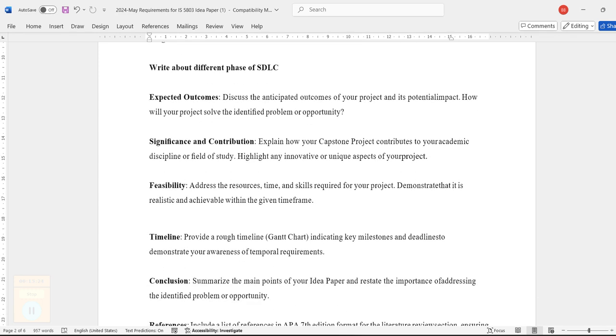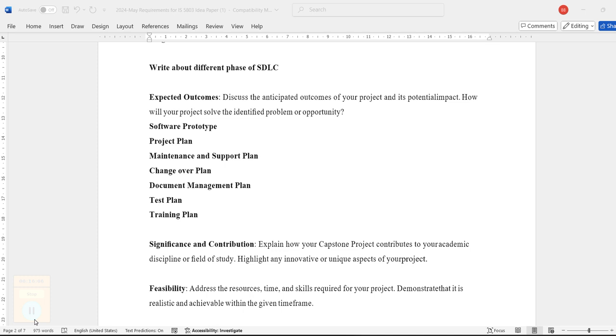Next section is expected outcomes. So what are the expected outcomes of your project? If you already worked on the IS5803 product, you might be aware of the different documents, five different documents we created in week 7. So you can mention those things like the test plan, document plan, and changeover plan. There will be different types of documents we have created.